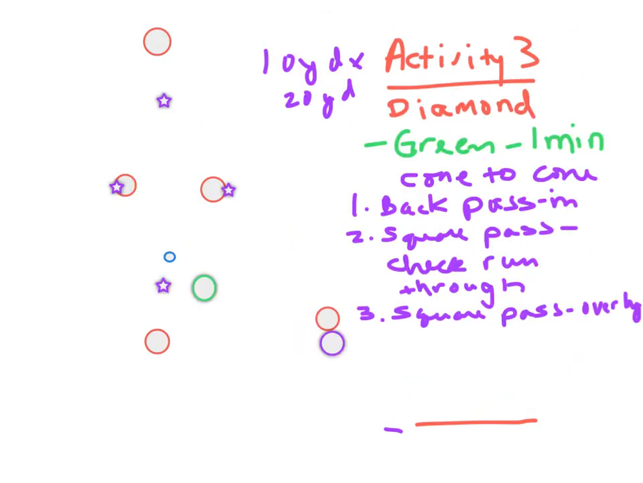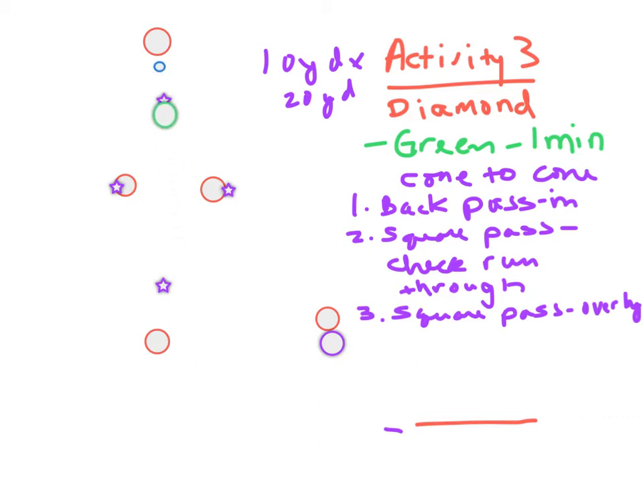Okay, this next activity is going to be called diamond. And so the green person here is going to be on. And so that means that they're going to be running. So this ball is going to go in here. And to start off, it could go to either one of this person here or this person here. Either one. But they're just going to do a drop pass and then play it in here.